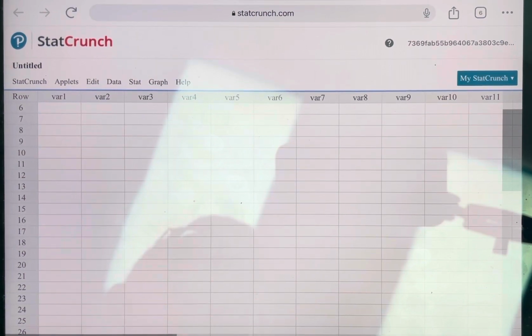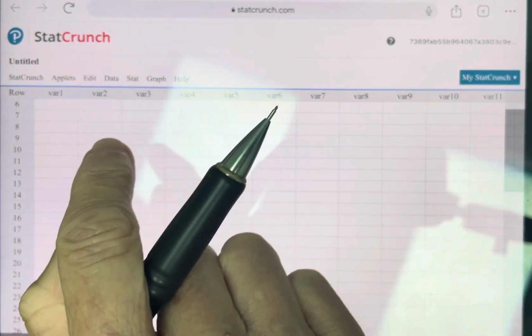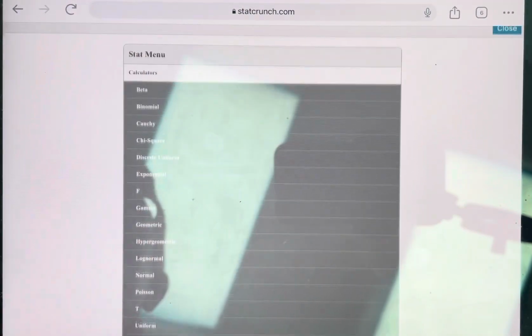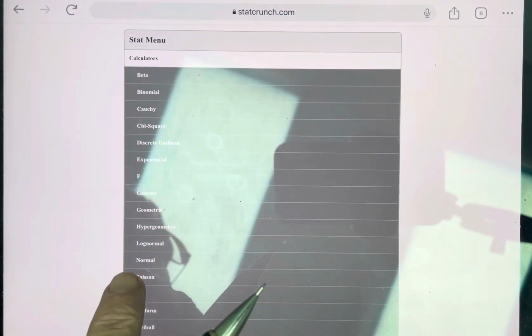Don't need to worry about any data. I just want to use its normal calculator. So I will go to Stat, Calculators, and I'll go to Normal. This is alphabetical. There's Normal right there.